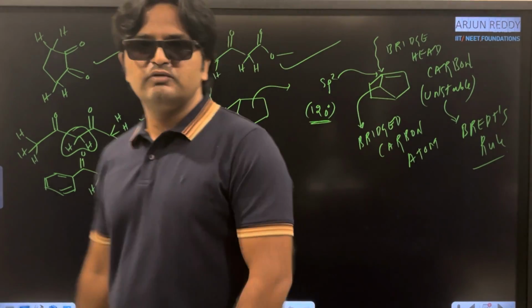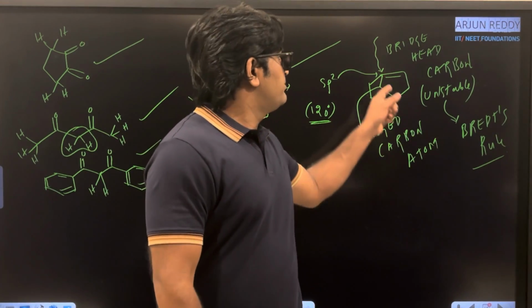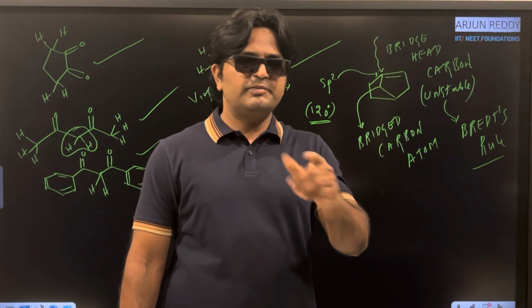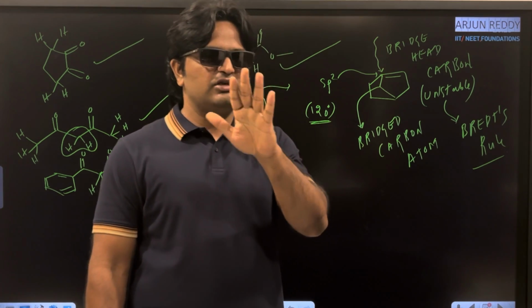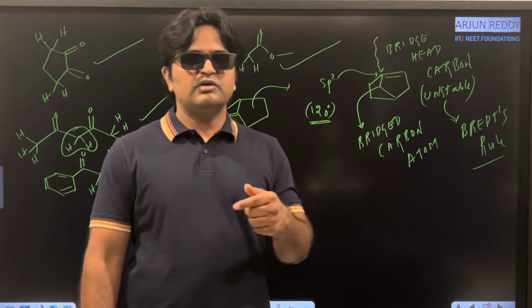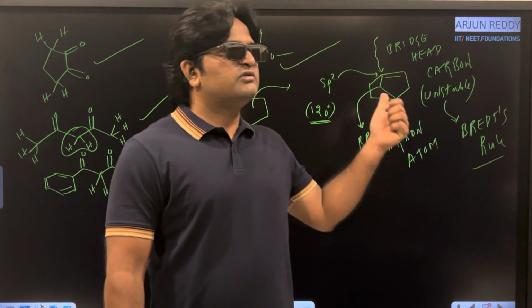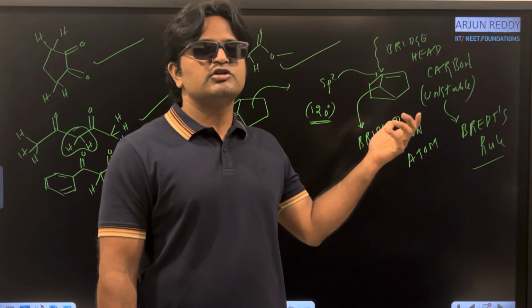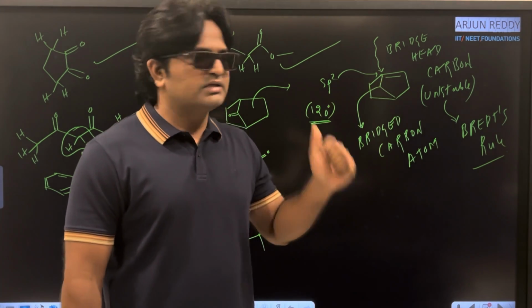According to Bredt's rule, first condition, if an sp2 carbon atom is present at a bridgehead carbon atom, that molecule is highly unstable. What is the reason behind it? sp2 carbon requires what? 120 degrees bond angle. But actually there is no 120 degrees bond angle. So because of that reason, your molecule is highly unstable.